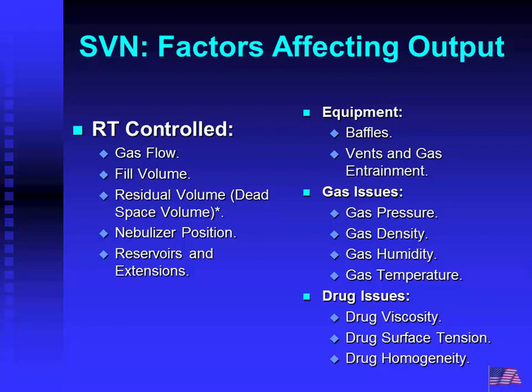There's things that we can do to control how much output we have. Certainly adjusting the flow makes a difference. Typically we run a nebulizer somewhere between 6 and 8 liters per minute. As the volume changes, what we call the fill volume, as that is nebulized, the particle size and the output actually change. There's what is known as dead space volume or residual volume. At the very end of the therapy, there's always some medication left in there.